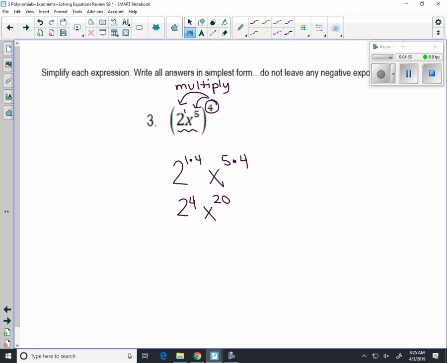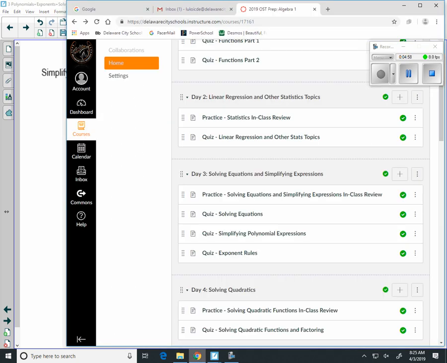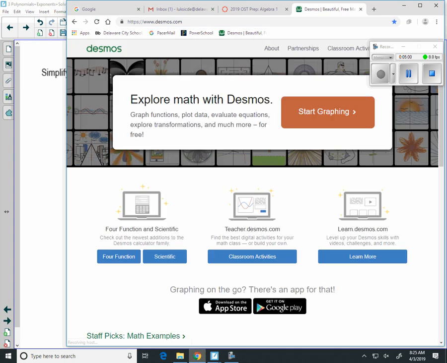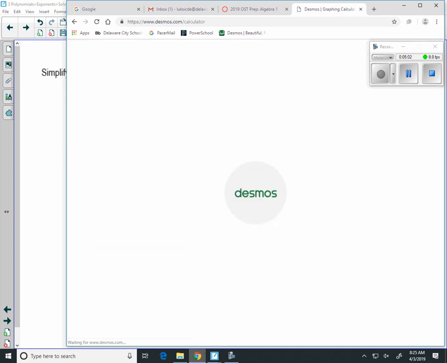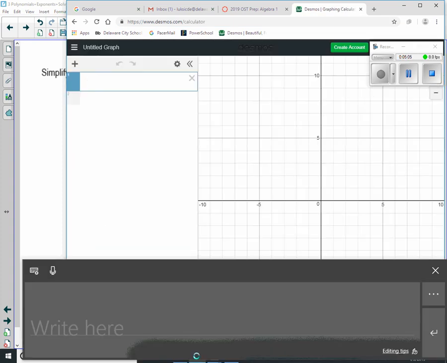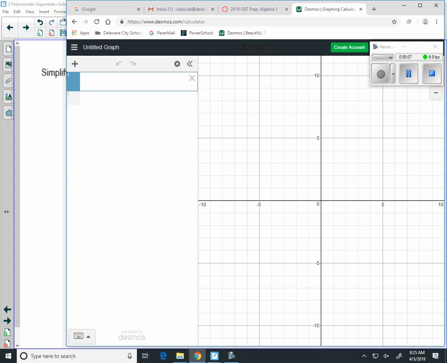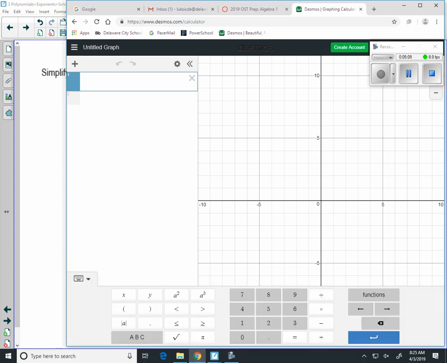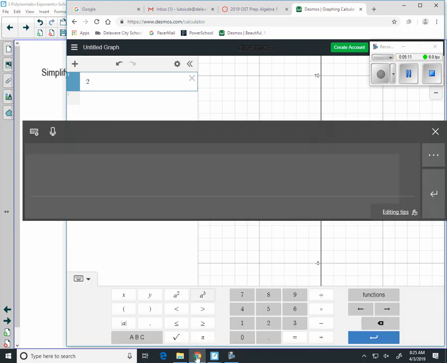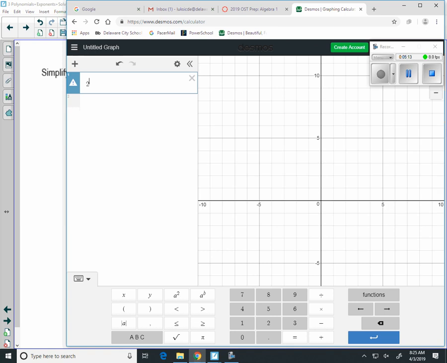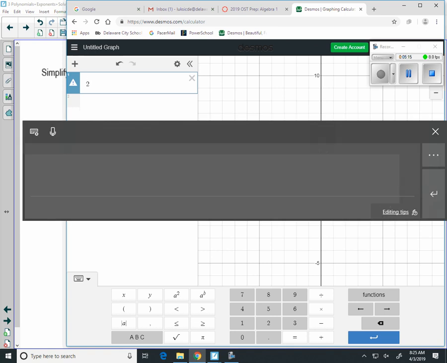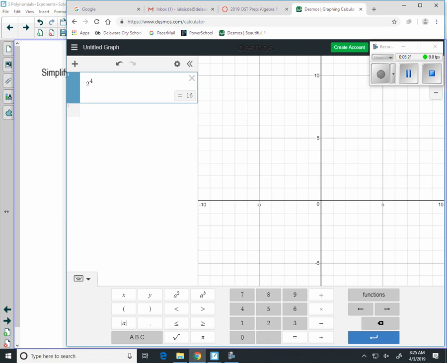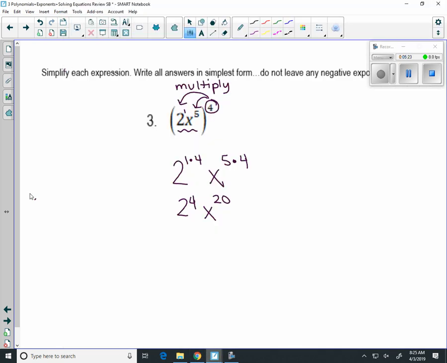You're more than welcome to do 2 to the 4th in Desmos or in your calculator. Remember, you need the A to the B button to do anything besides your square here. And then 2 to the 4th is 16. So my last step here, I would make this 16 x's.